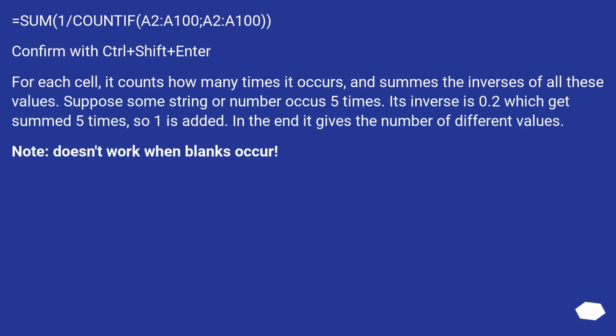Suppose some string or number occurs 5 times. Its inverse is 0.2, which gets summed 5 times, so 1 is added. In the end it gives the number of different values. Note, it doesn't work when blanks occur.